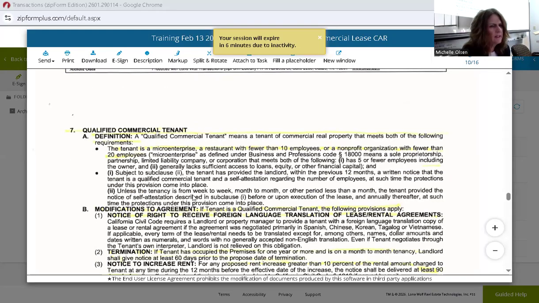Qualified commercial tenant. This is somewhat new, but I like that it's all embedded now.